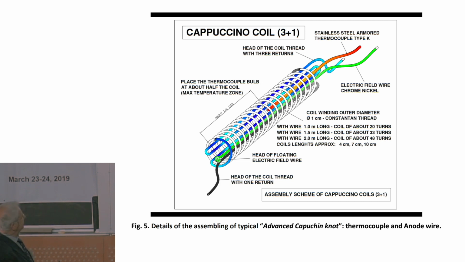The red one is the thermocouple. We measure the temperature at the core of the reactor. This gives a great deal of information, and allowed us to make big progress just because of this thermocouple inside.